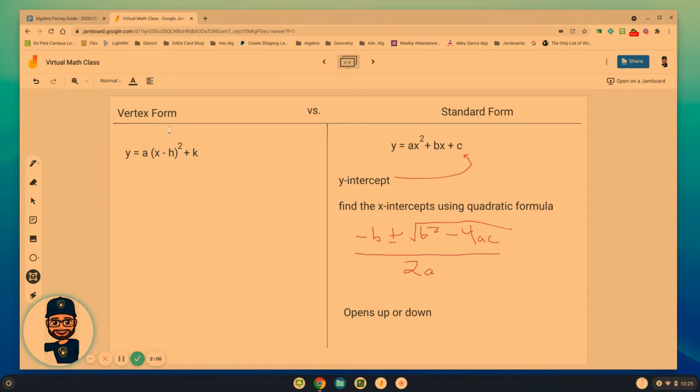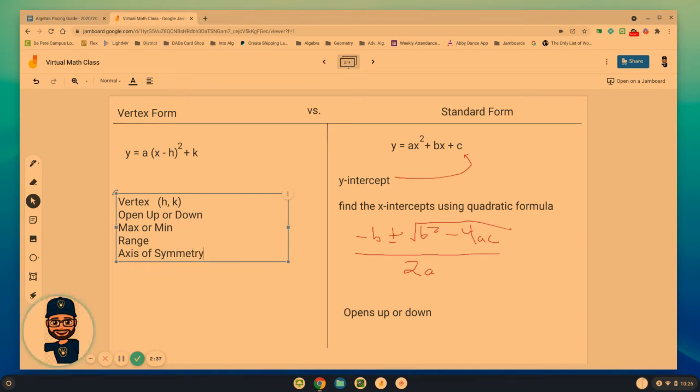Over here for vertex form, we truly need the vertex, right? This is the first thing we should be able to get out of this equation, h comma k. And then once we know that vertex, we know if it opens up or down because there's the a value out front. So we know if it opens up or down, which then tells us if we have a max or a minimum. We also then know the range. We also know the axis of symmetry or the line of symmetry. We know the domain from both of them.